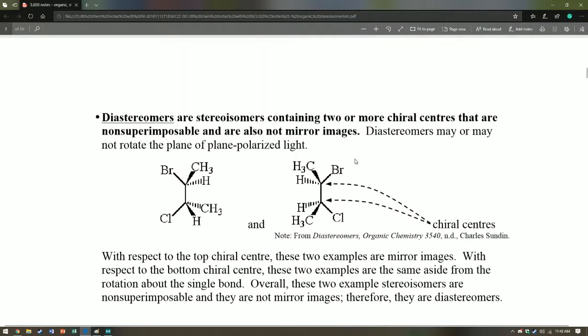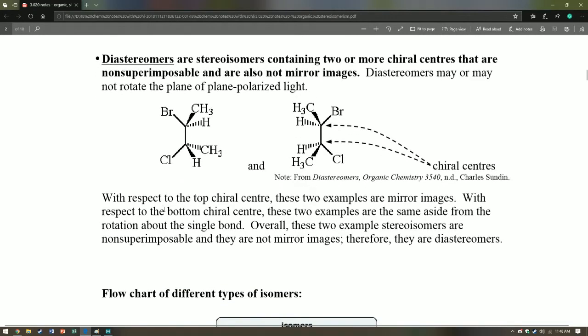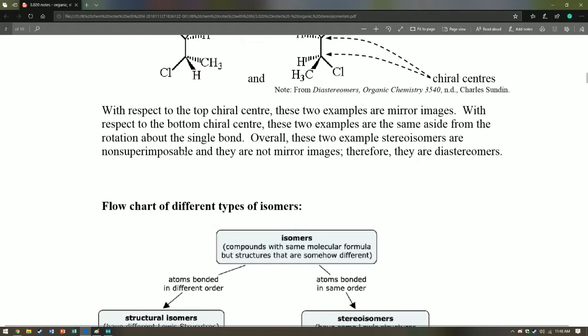Diastereomers are stereoisomers that have two or more chiral centers. You're not going to be generally asked questions on these. You just need to know they exist. With respect to the top chiral center, these two examples are mirror images of each other. But if you did it with the bottom, they are also mirror images of each other. So they are diastereomers. Since they're not the same non-superimposable mirror images, they create different non-superimposable mirror images.